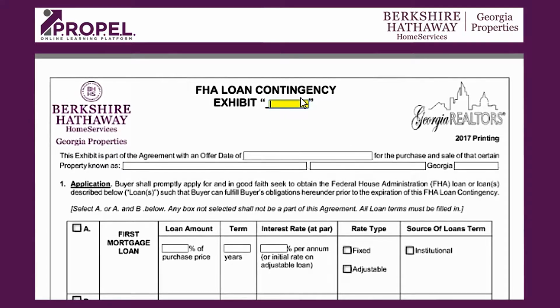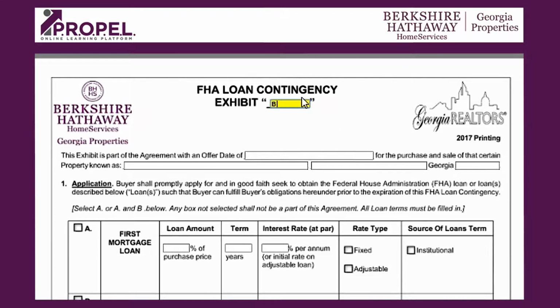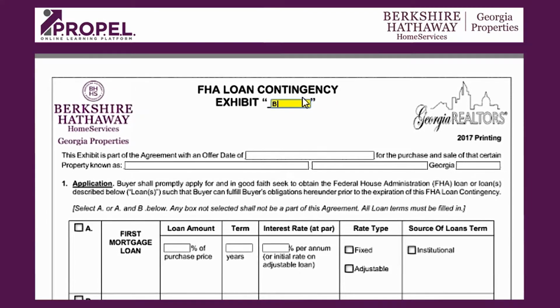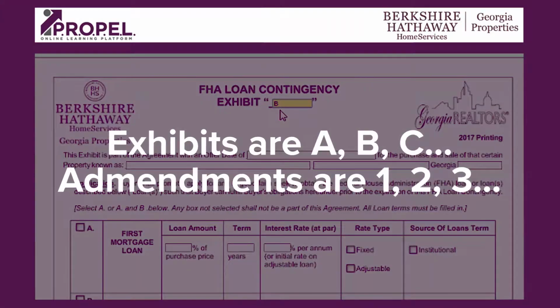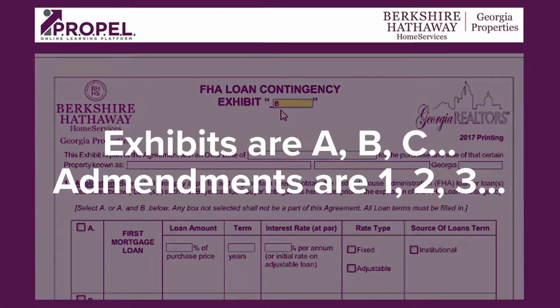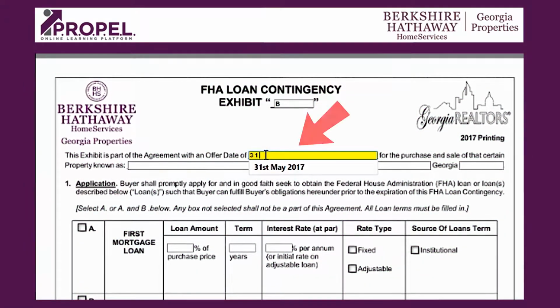So again, you're going to put up here what the exhibit is. This is exhibit B because maybe your seller's disclosure statement is exhibit A. So this would be exhibit B. Remember, exhibits are A, B, and C. Amendments are 1, 2, and 3. Keep that in mind.